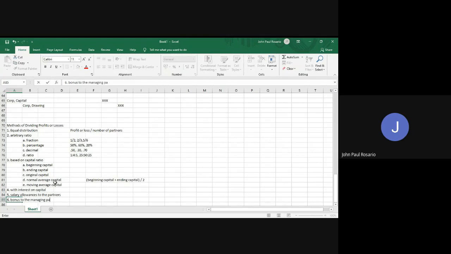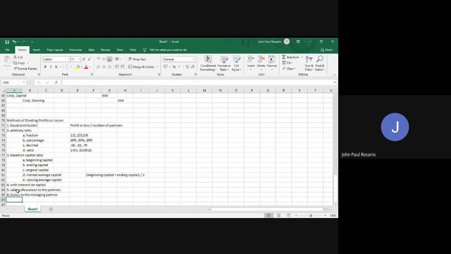Managing partner. So for bonus, I will no longer be discussing this to you because this is somewhat complicated. This bonus is a percentage on profit, or profit after tax, profit after interest, profit after salary. So there are complications, so I will no longer discuss it with you. Okay? So let's start by finding a problem that will give us ample information to use for the different capital ratios. One example for all.